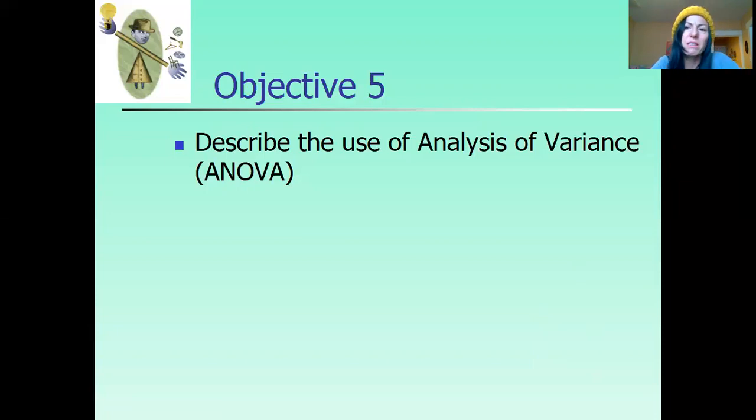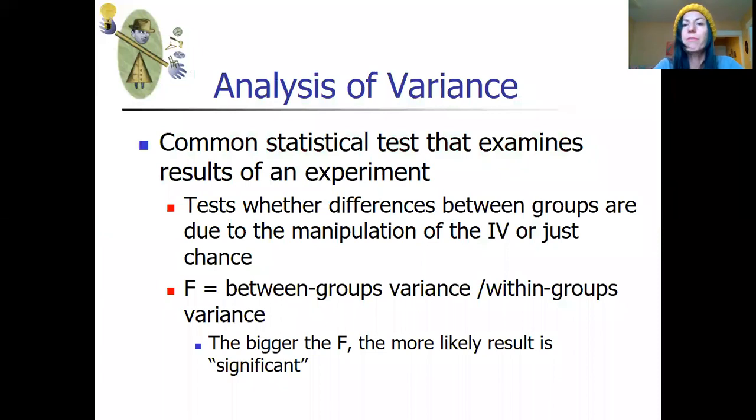But the statistical test is called the analysis of variance. Now, we've talked about variance before, and variance just comes from the word vary or variability. So what we're going to do is analyze the variability. And so it's a very common statistical test that examines the results from an experiment. So when we do an experiment like this, what we can do is examine the results using the ANOVA. And what it's going to do is test whether the differences between groups are due to the manipulation of the independent variable or just by chance.